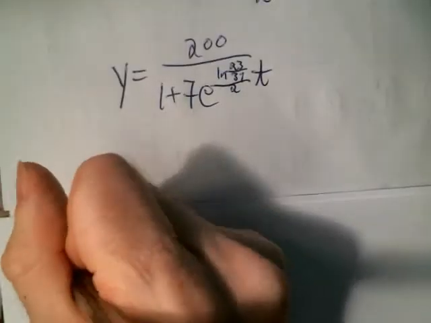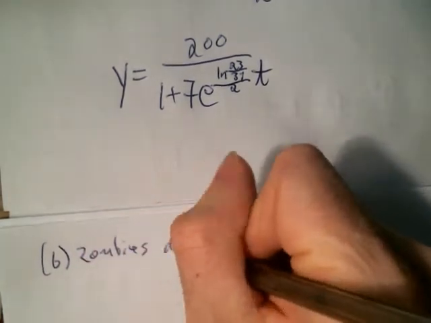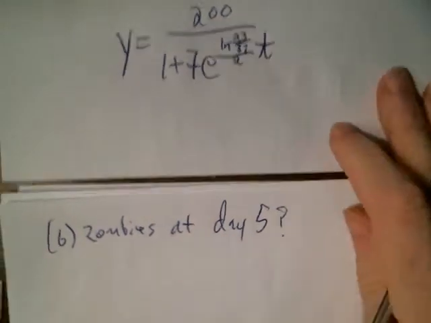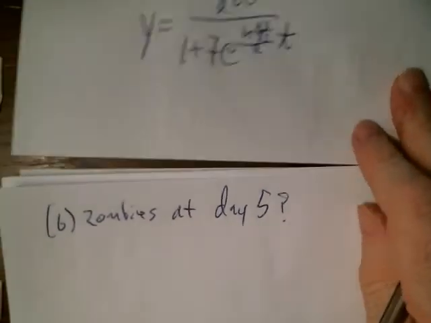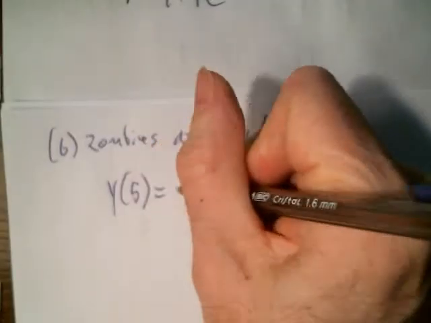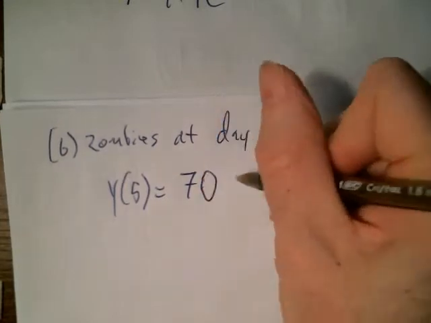Okay, so part B, zombies at day 5. That's easy. Just plug 5 in for t. So y of 5, and you can go to your calculator, and you'll see it's 70 zombies.